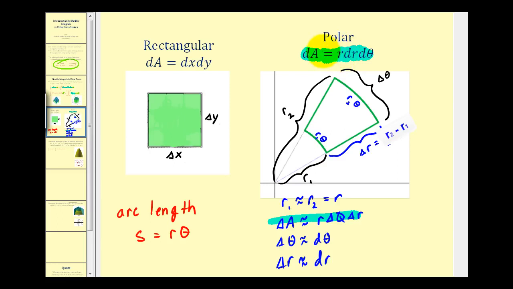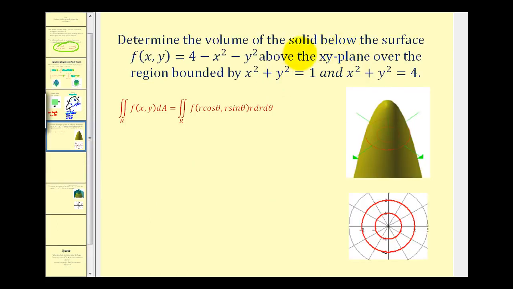Let's go and take a look at an example. We want to determine the volume of the solid below the surface given by f of x y above the xy plane over the region bounded by x squared plus y squared equals 1 and x squared plus y squared equals 4. Well, the first thing we should recognize here is that these two are circles, one with radius 1 and another with radius 2, as we see graphed here in red. So our region of integration is the region between these two circles.